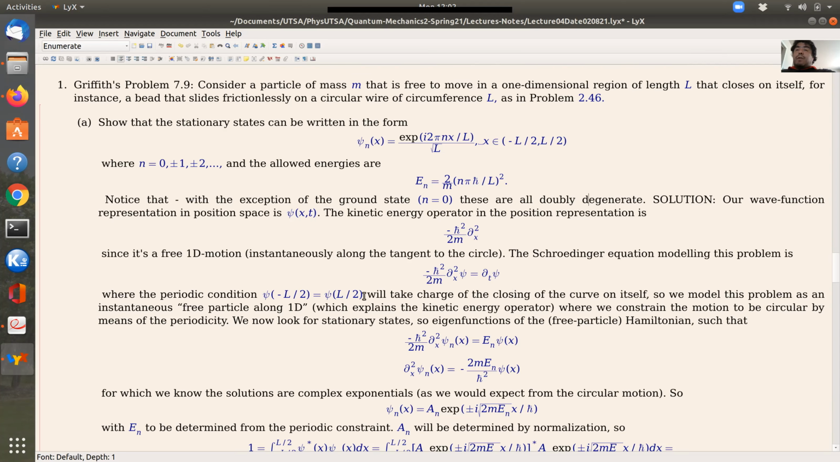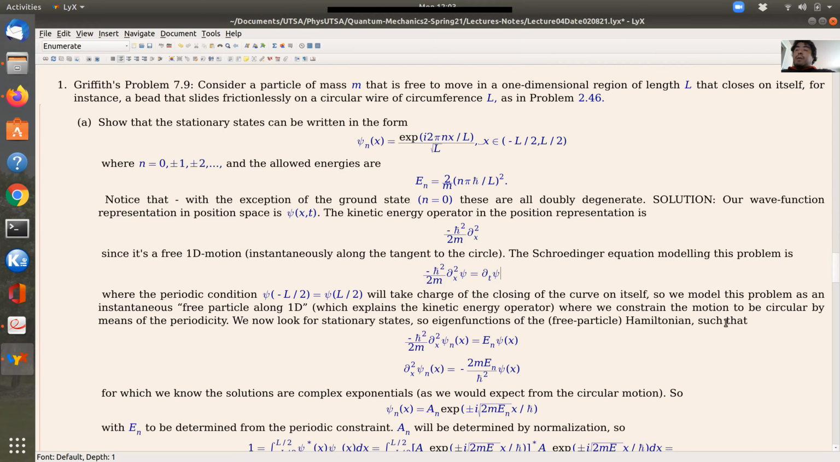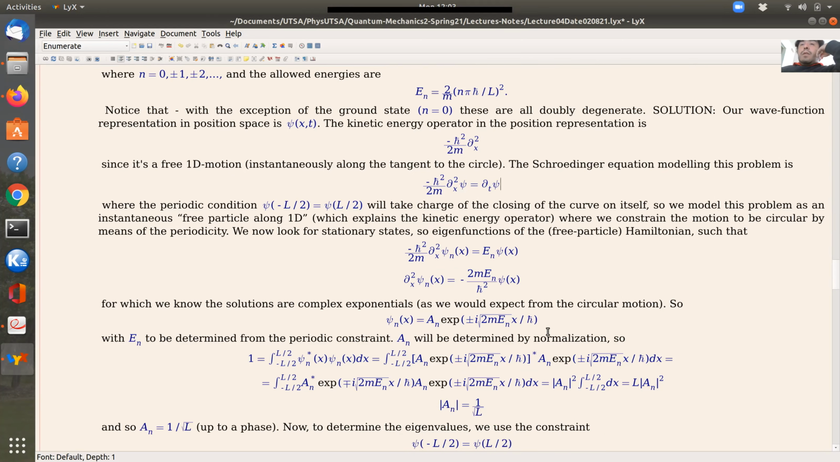So you have a free particle problem. The periodic condition is closing the curve, and so you're back on track on the problem that you intended. And so this is instantaneously a free particle along 1D with this kinetic energy operator as the Hamiltonian operator, where we are constraining the motion to be circular by means of the periodicity. So now we look for stationary states, right?